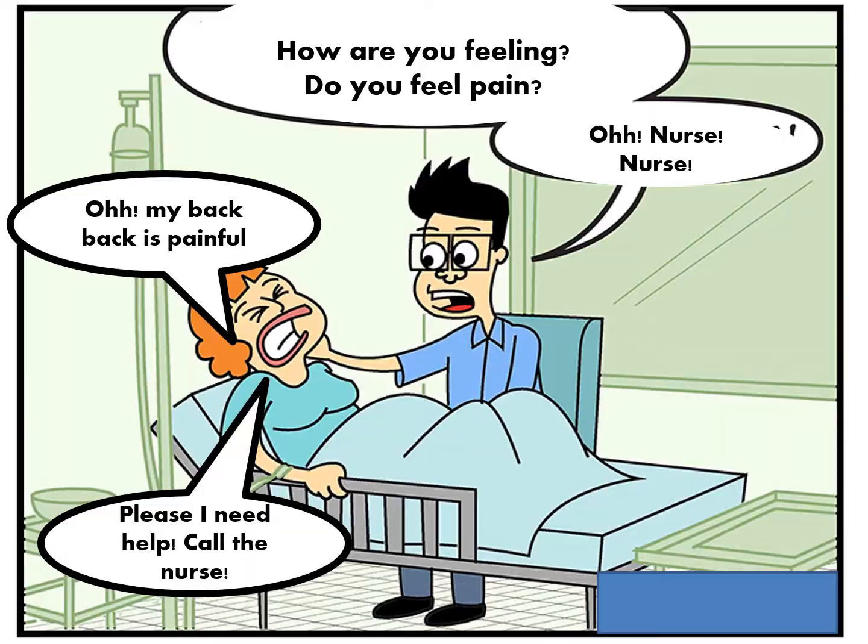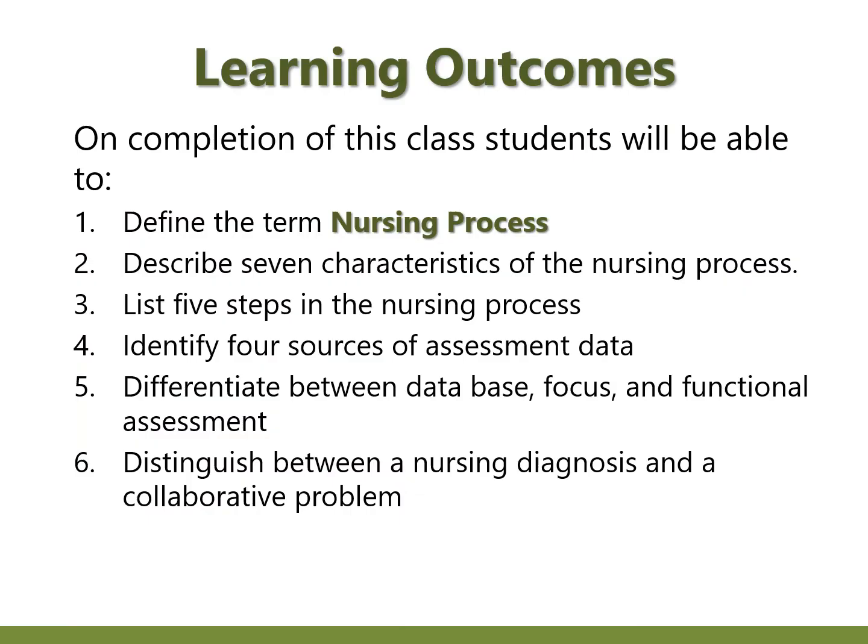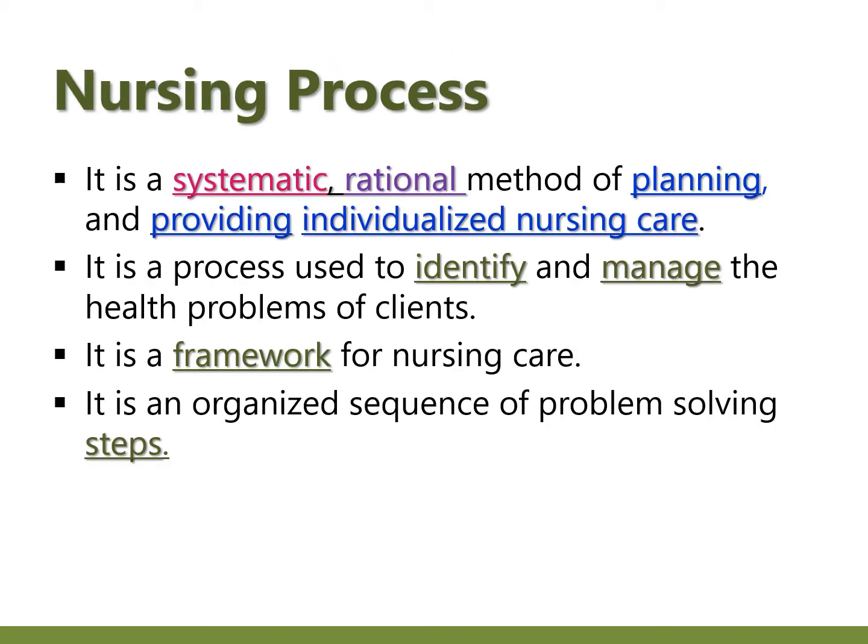In today's lecture, you're going to learn about the nursing process. The nursing process is our thinking and our action process where we are going to solve any problems that the patient is having. Okay, so the nursing process is a systematic, rational method of planning and providing individualized nursing care. Individualized means that it is different from one patient to another.